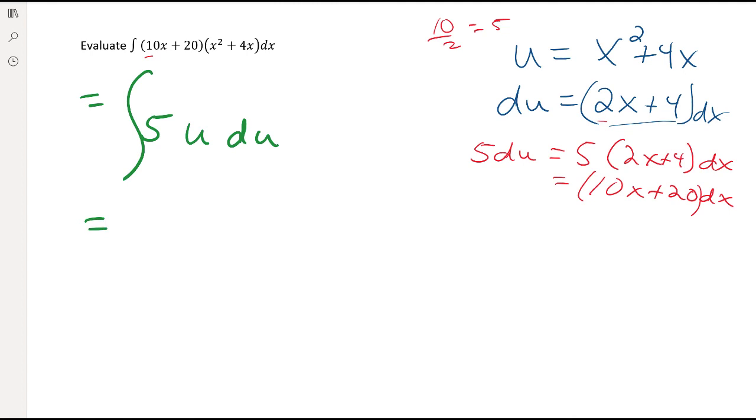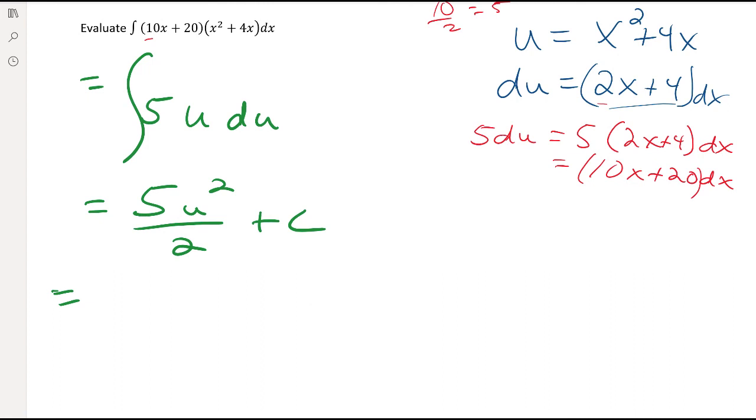And now we integrate. So we get 5 times u, add 1 to the power, divide by the new power, plus c. And lastly, we replace u with x squared plus 4x. So the final answer is 5 halves times x squared plus 4x to the second power, plus c.